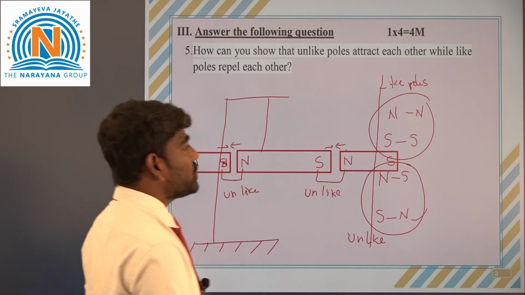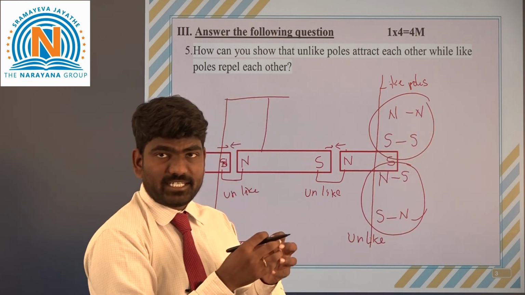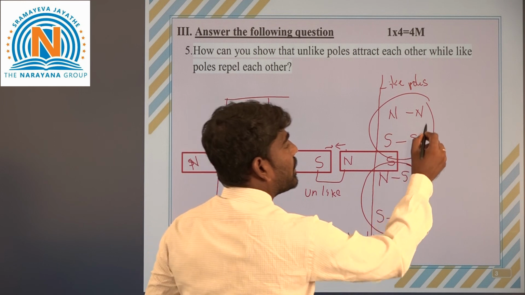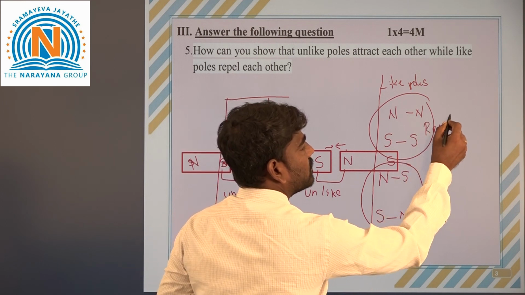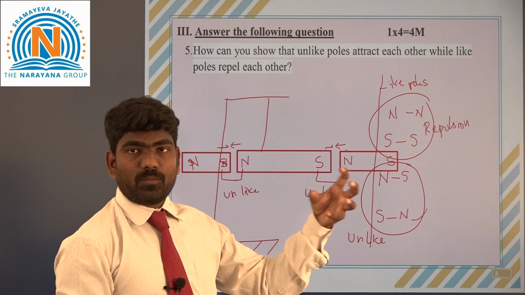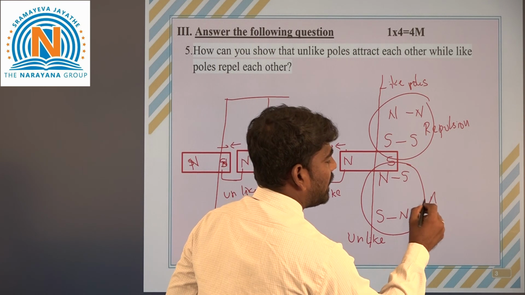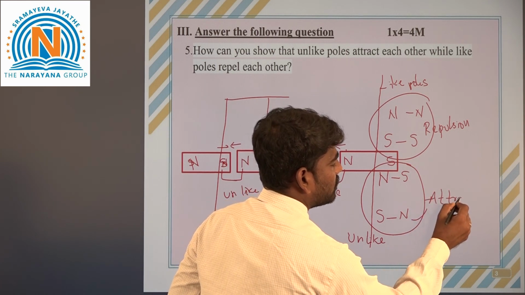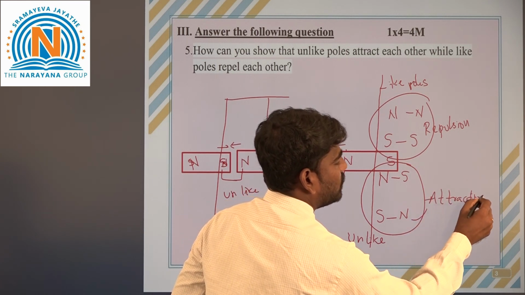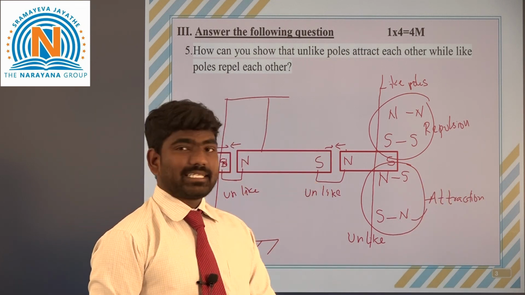So here what we observe is that if two same poles, or like poles, are facing each other, we observe repulsion. And if two opposite poles, or unlike poles, are facing each other, we observe attraction. So this is the explanation of our physics assignment number 2.